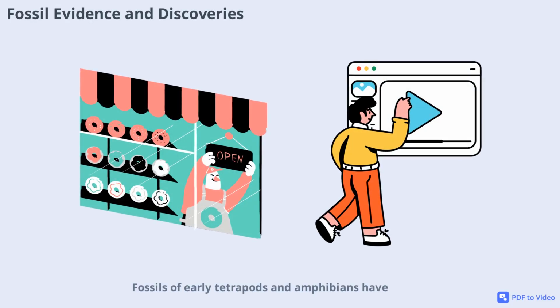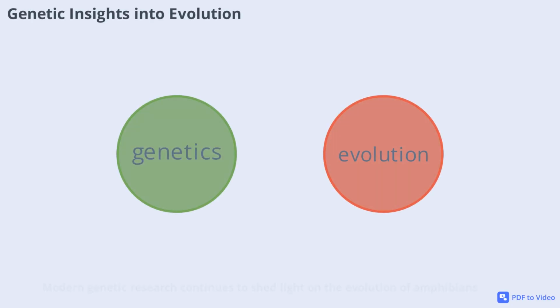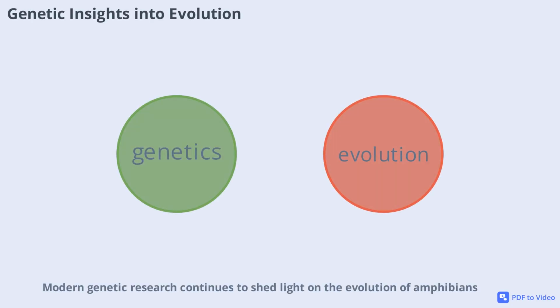Fossils of early tetrapods and amphibians have provided crucial evidence for understanding their evolutionary history. Discoveries like Tiktaalik, Acanthostega, and Ichthyostega have filled important gaps in our knowledge, illustrating the gradual transition from aquatic to terrestrial life. Modern genetic research continues to shed light on the evolution of amphibians.